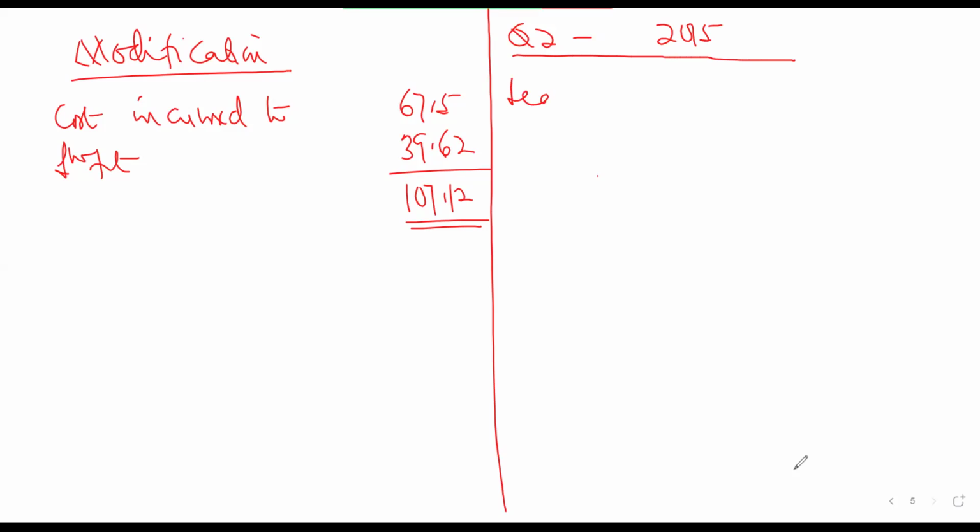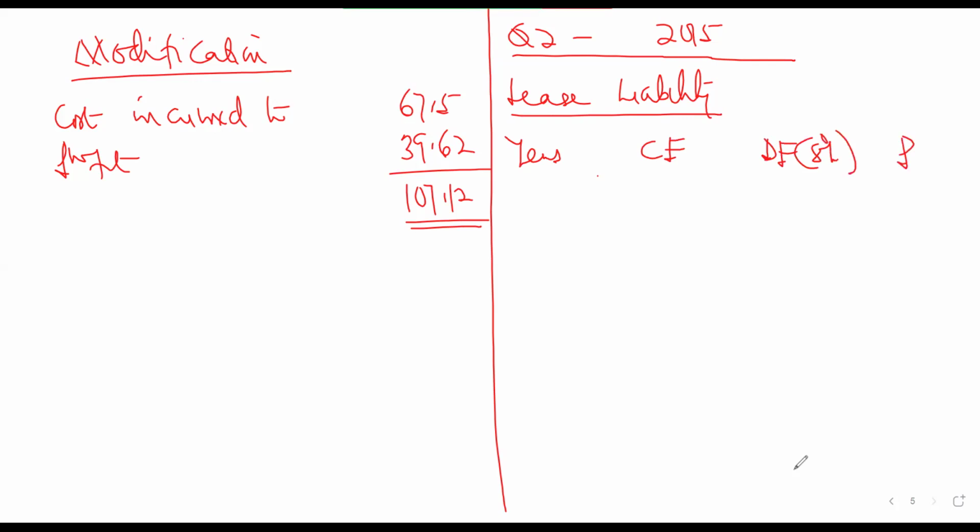So we need to calculate our lease liability and also the right of use. So let's calculate the lease liability. Now the lease liability, we have the years here, we have the cash flow here, we have the discount factor of the incremental borrowing rates, and we have the present value.